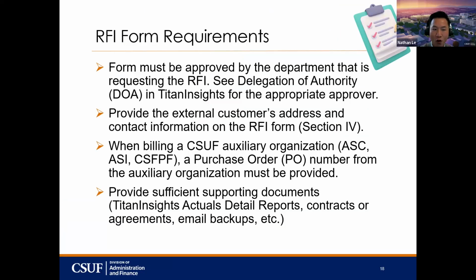This slide provides all of the information that we are looking for when we process your RFI. There are two important things that we want to highlight here. First, a valid PO number is required when you need to bill an auxiliary organization, because without a valid PO, the auxiliary will dispute the invoice.